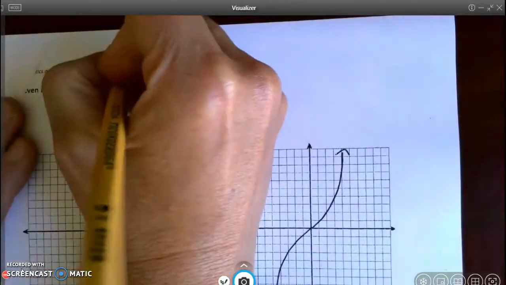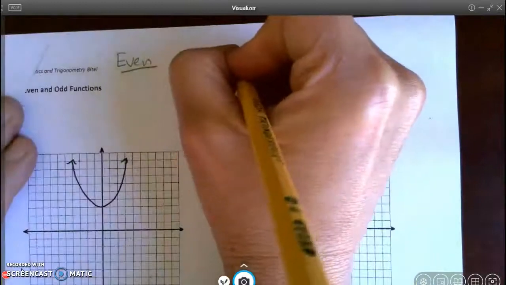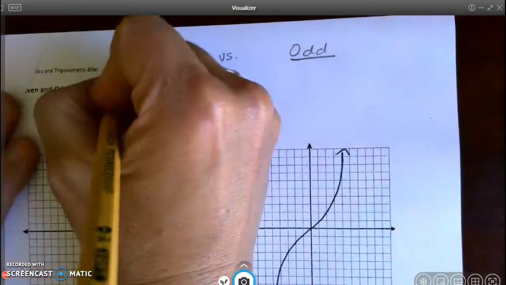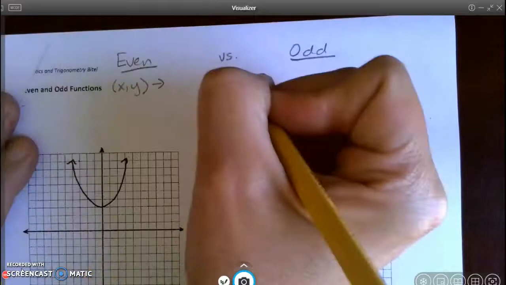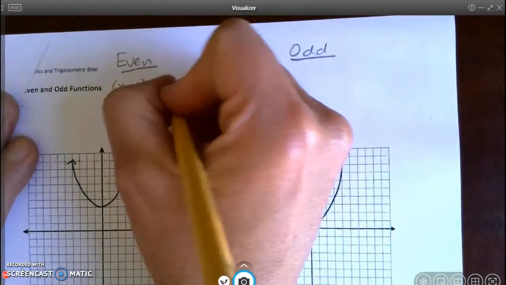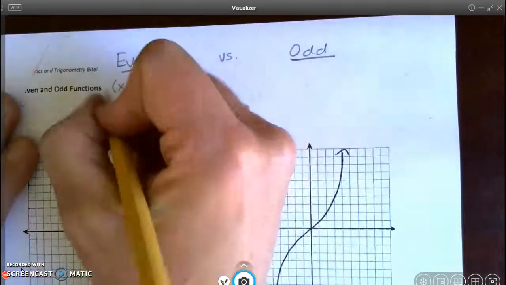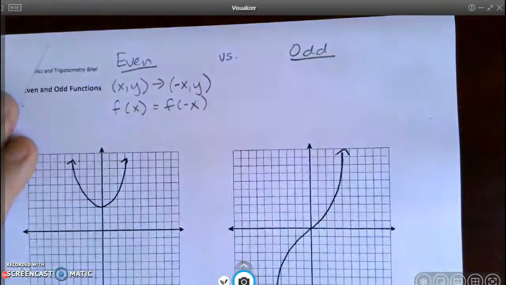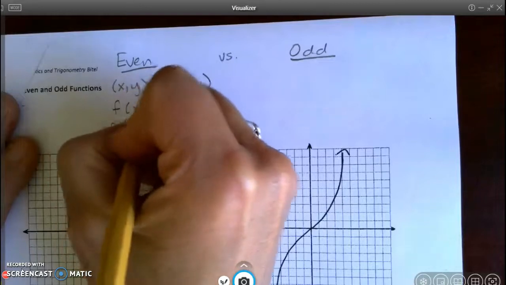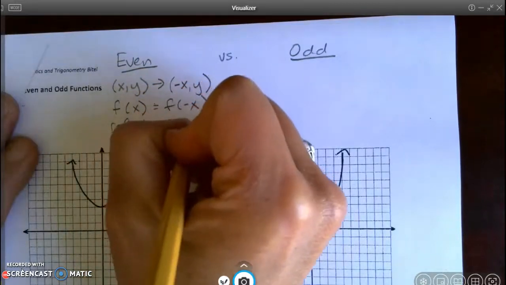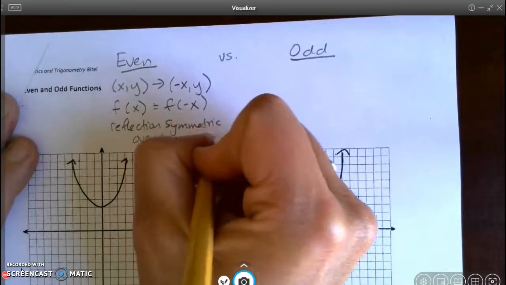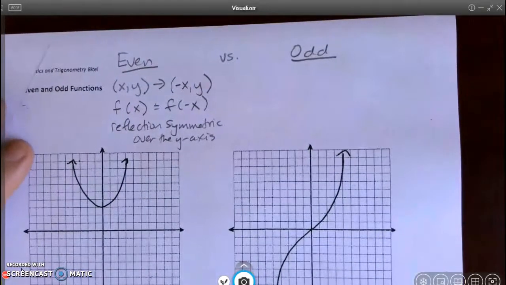So let's talk about even versus odd. Okay? If a function is even, that means that x, y is going to reflect and become the opposite of x, y. It means that the function f of x equals f at negative x, and it means that it is reflection symmetric over the y-axis.